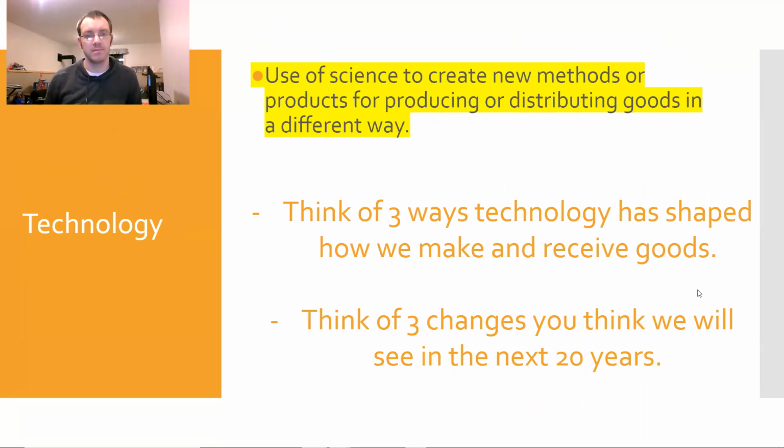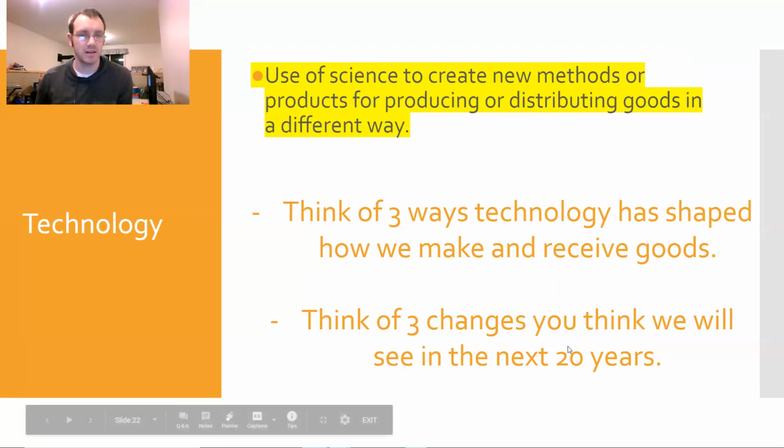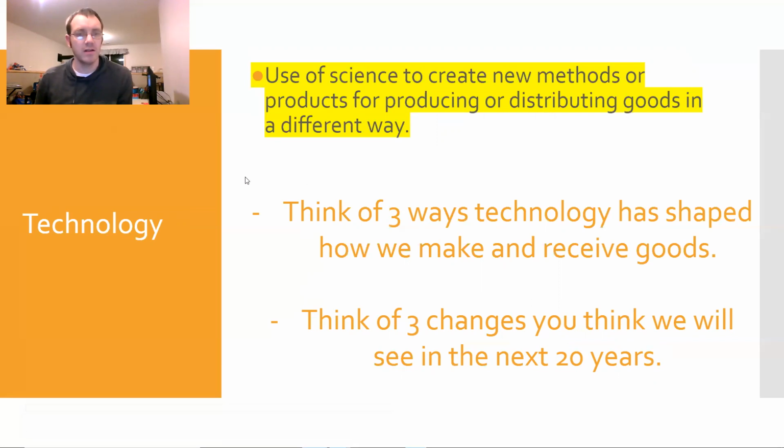And lastly is technology. The use of science to create new methods or products for producing or distributing goods in a different way. So we're talking about technologies that shape how we make and receive goods. You can think about the creation of the assembly line. That would be one. You can think about computer system operations that streamline who's buying what and where it's going, things like that. What are going to be some new things that'll happen in the next 20 years? Will we see that science will make it easier to distribute goods? Things like that, possibly. So that's technology.